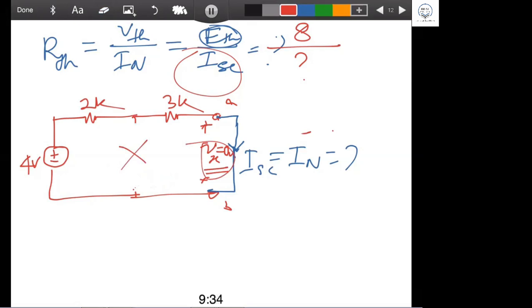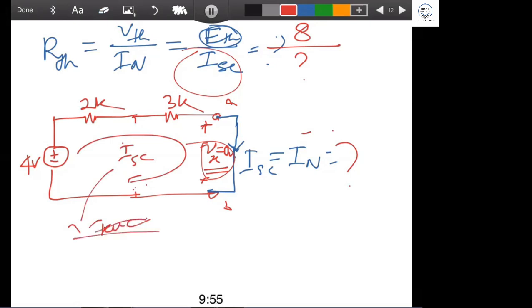Now it is very simple and easy. It's a one loop circuit and you can easily find the current here. Only one current flows, which is the short circuit current I short circuit. To find it, we use KVL, or I don't need to write KVL. Everybody should understand what this is. So you can easily find the IN.